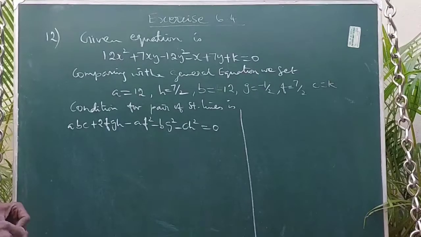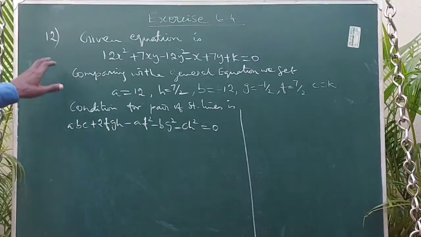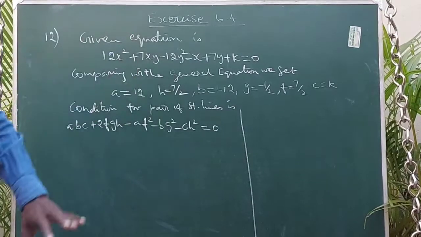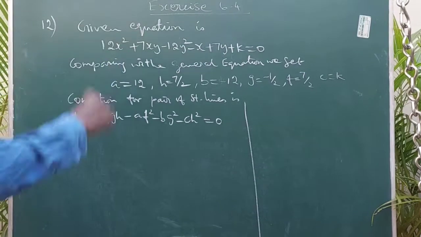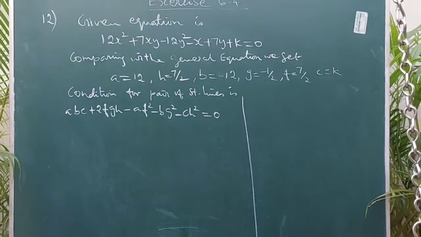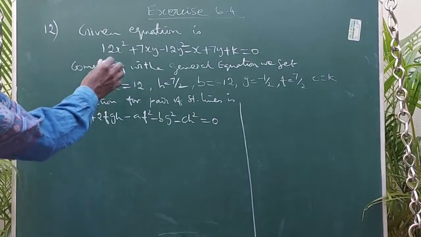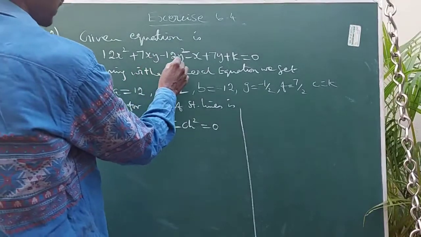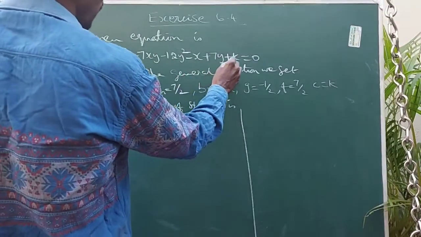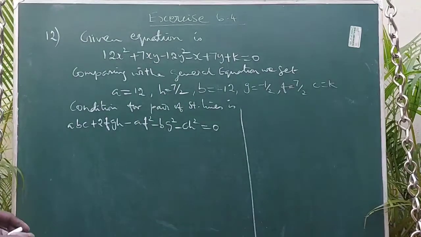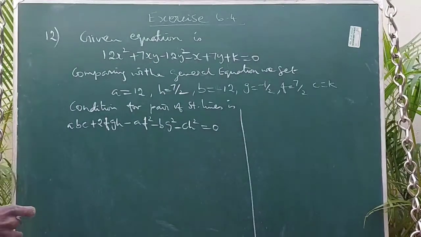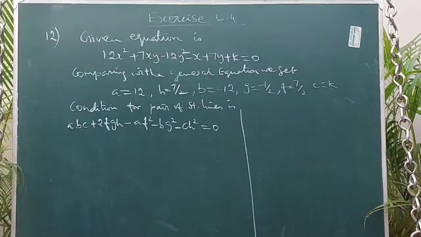Welcome my dear students. Today we are going to solve the remaining problems, that means 12 to 18 in exercise 6.4. Question number 12: find the value of k if the following equation 12x² + 7xy − 12y² − x + 7y + k = 0 represents a pair of straight lines. Further, find whether the lines are parallel or intersecting.